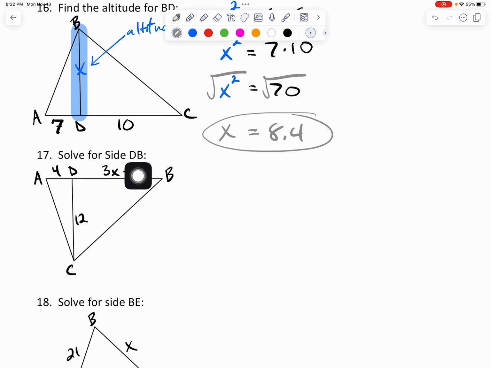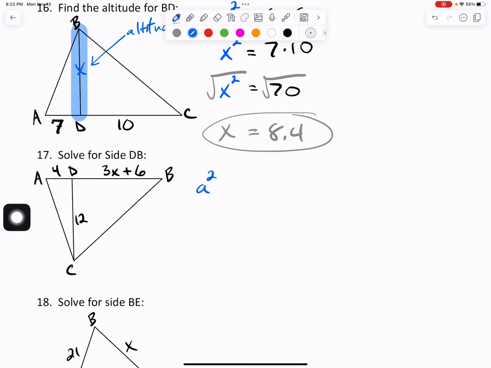All right, solve for side DB. Now, technically, you could just do 12 divided by 4 is 3. 3 times 12 is 36. That's the side length. Like, it truly is just that simple. But we're going to take Miss O's route again. Anytime we have these, we're using the altitude in the sides. Well, let's just try it again.